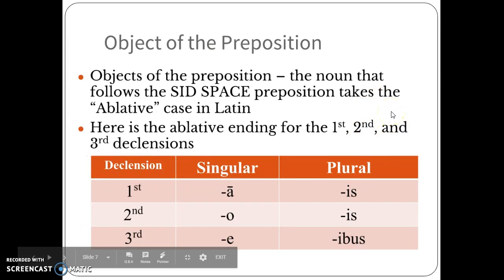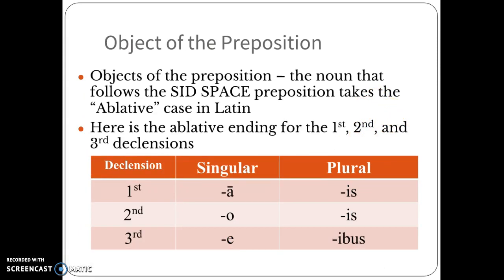Here are just the endings for the ablative. On the next page, you will have all the endings for all cases as we know them now. We are learning the ablative case, which is the fourth of the 5 cases that we're learning this year. And so we're almost done. Objects of the preposition are the nouns that follow SID space prepositions, and if they follow a SID space preposition, then they are going to be ablative in Latin.